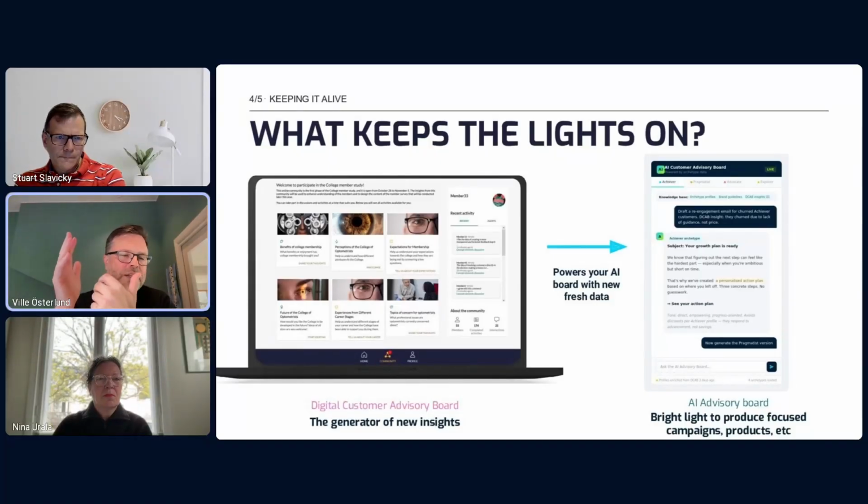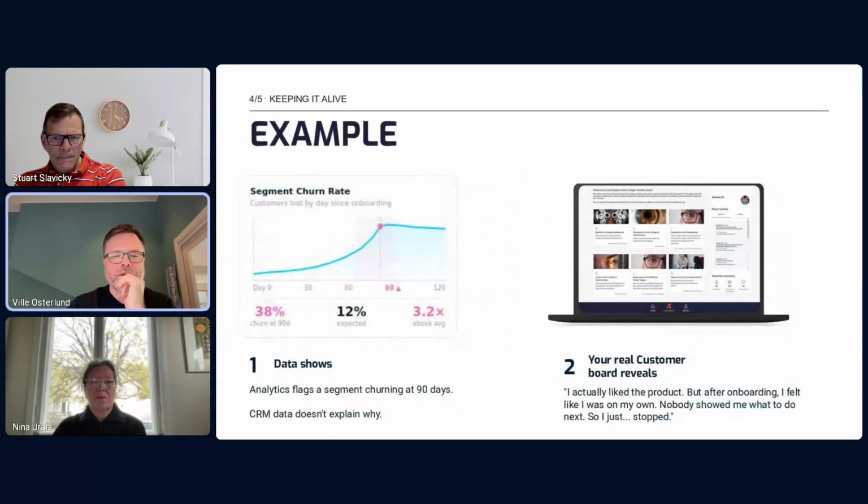So the insight that you're surfacing on Monday with your real customers is already usable for Tuesday's campaign draft. So the system compounds, and every cycle makes the AI board smarter. So let me show you a quick example of how this looks.